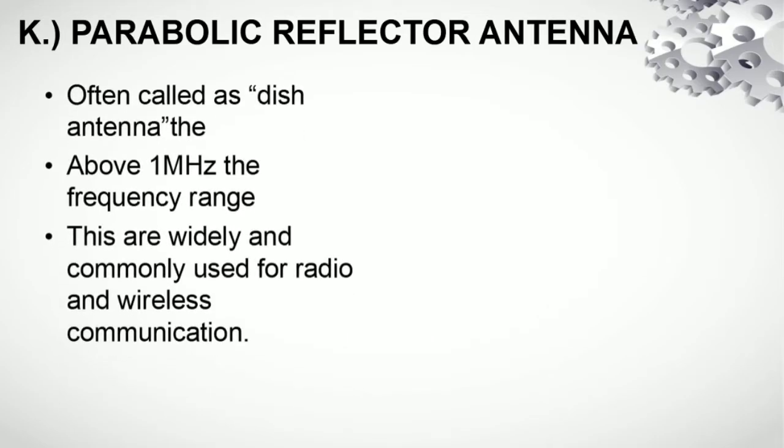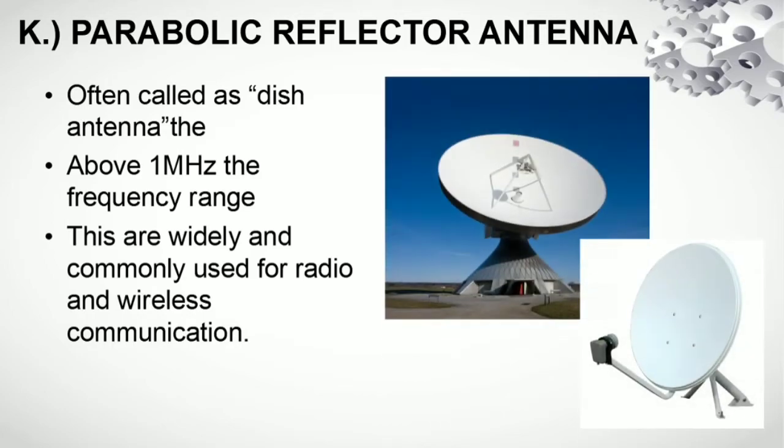For the last topic, I will be discussing the parabolic reflector antenna, often called a dish antenna. The frequency range is above 1 megahertz. These are widely and commonly used for radio and wireless communication. This is an example of a parabolic reflector antenna.